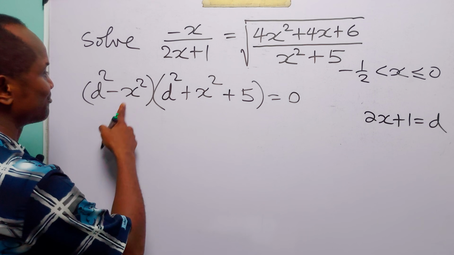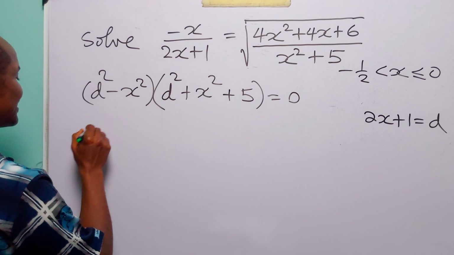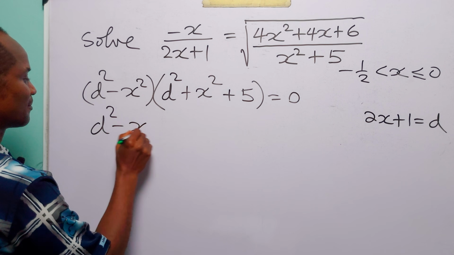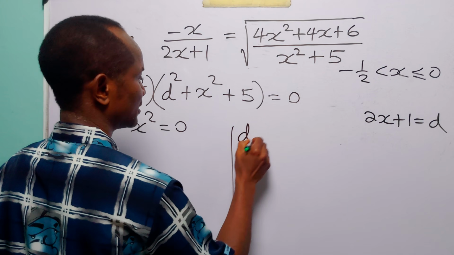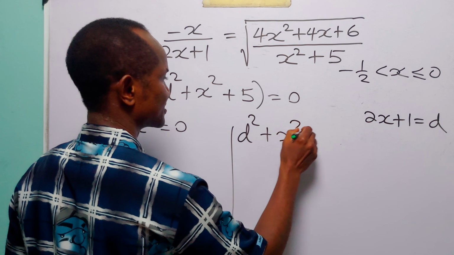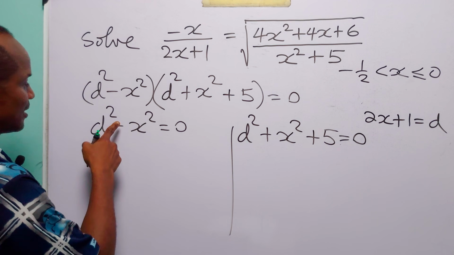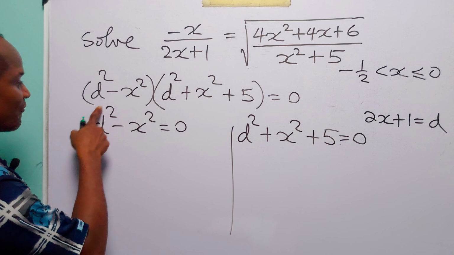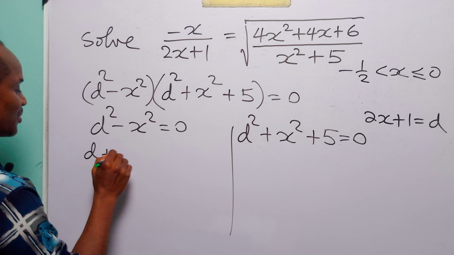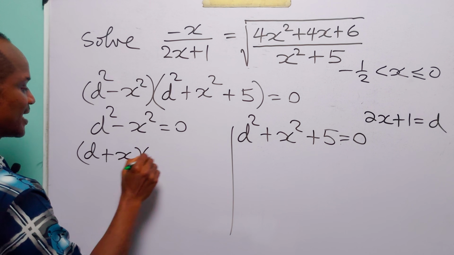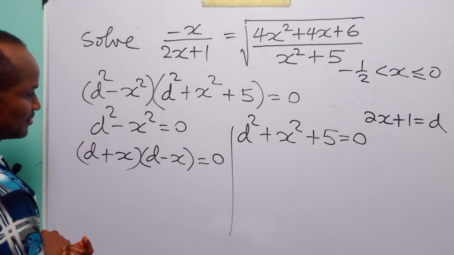Now, remember that when the product of two items is equal to 0, it simply means that either d squared minus x squared is equal to 0, or d squared plus x squared plus 5 is equal to 0. Once more, we have the difference of two squares. So factorizing this, we have d plus x multiplied by d minus x, and this is equal to 0.